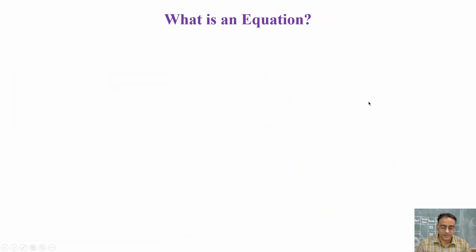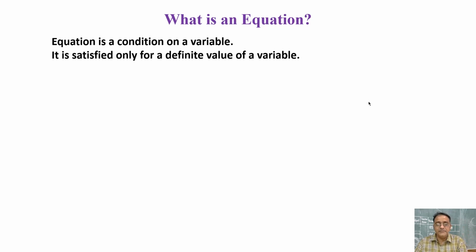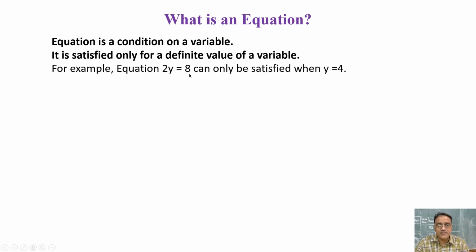What is an equation? An equation is a condition on any one variable. It is satisfied only for a definite value of a variable. It will not be satisfied by all values of the variable. For example, 2y is equal to 8. If we substitute y is equal to 4, then only we are getting 8. We are not getting 8 if we substitute any value other than 4.